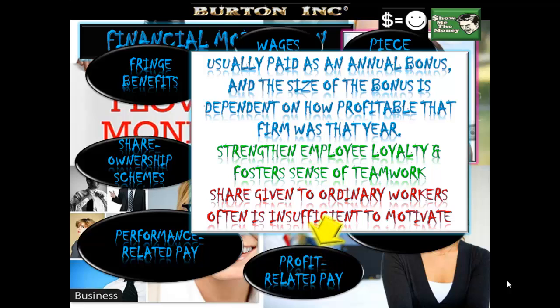Profit related pay, typically here your bonuses come in, and often the size of the bonus is dependent on how profitable that firm was that year. The advantage is it could strengthen employee loyalty and foster a sense of teamwork, but on the other side, the share given to ordinary workers often is quite insufficient to motivate. So if you have a look at banks, it's people at the top that get these huge 100, 200, 900,000 pound bonuses at the end of the year. The little bank clerk gets almost nothing in terms of bonuses.